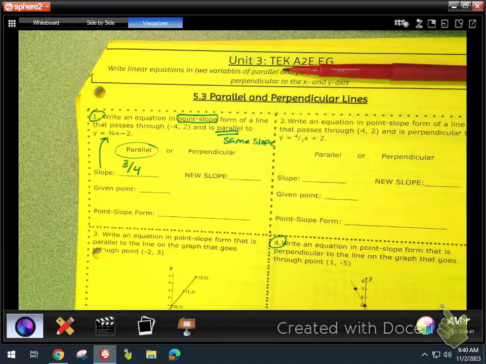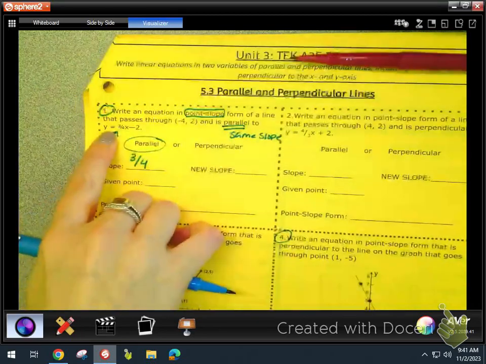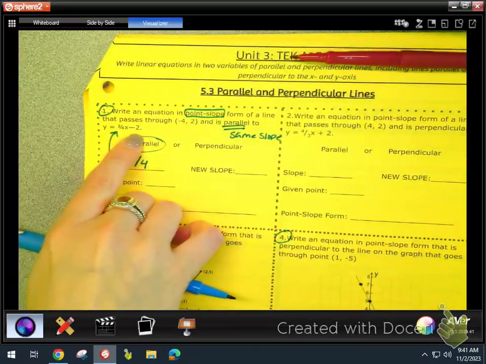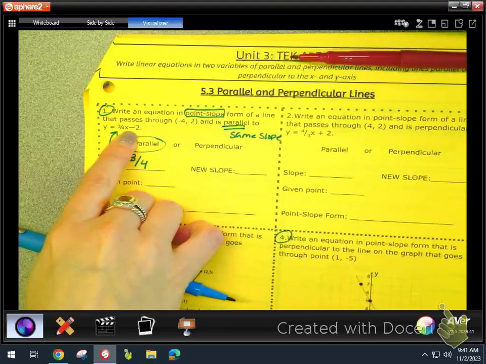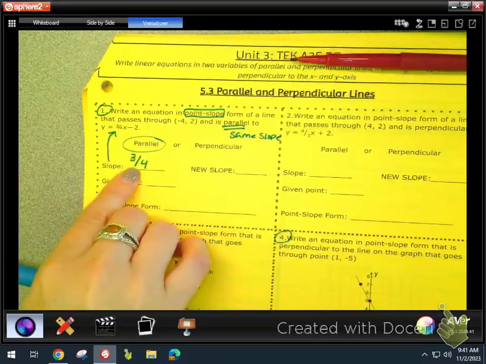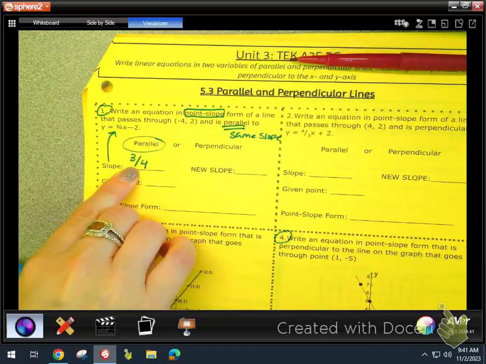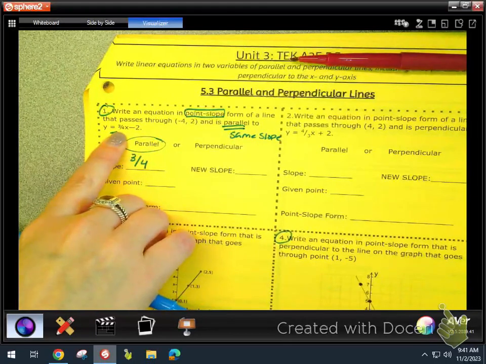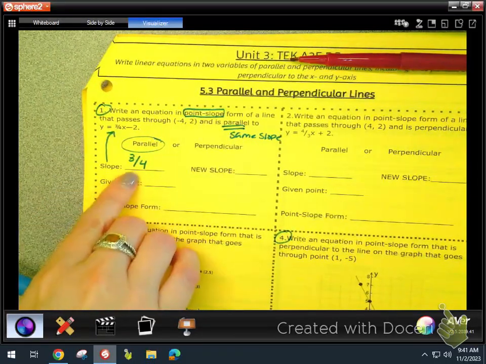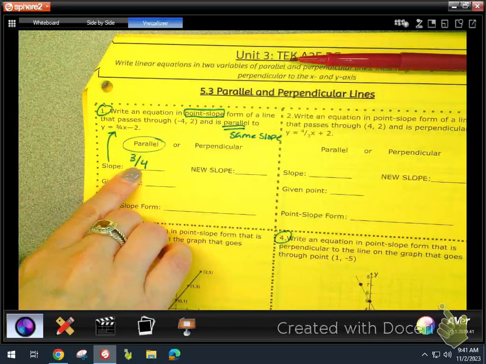How did you know that it was 3/4? There's an x right next to it, and that line is in what form? This line that I drew the arrow to, what form is this in? That's important. That's in slope intercept. So slope is right next to x. I need y'all to emphasize that because sometimes they're not in slope intercept form. That's where we're going. Okay? So the slope of the given line is 3/4.